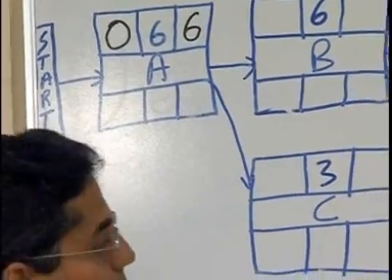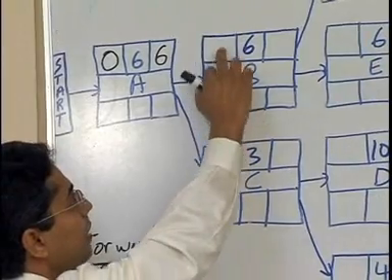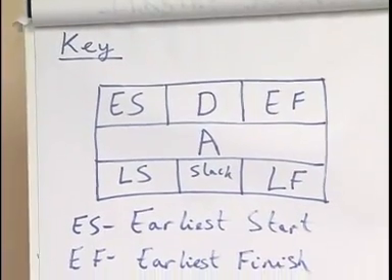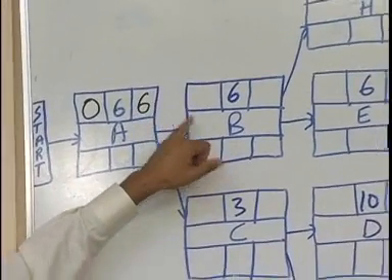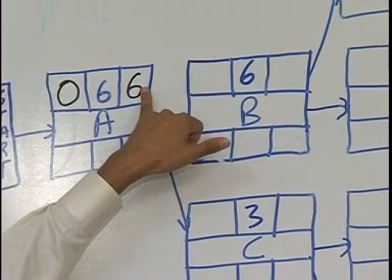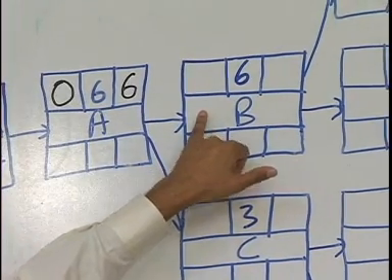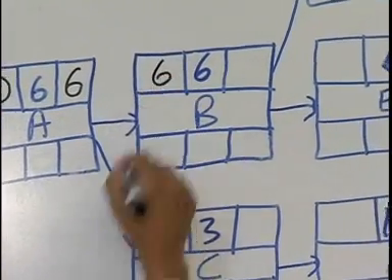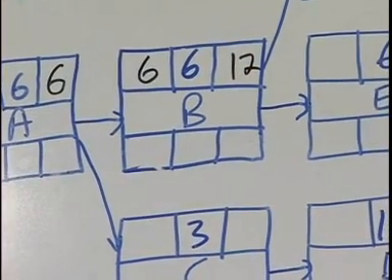Now, let's go to B. What is the earliest start time for B? Earliest start time meaning this one here. Now, can B start on the 5th day? No. Because in order for B to start, A has to be finished. A is finishing on the 6th day. Therefore, the earliest start for B has to be 6. Once this is completed, we put the 6 here. 6 plus 6, 12.